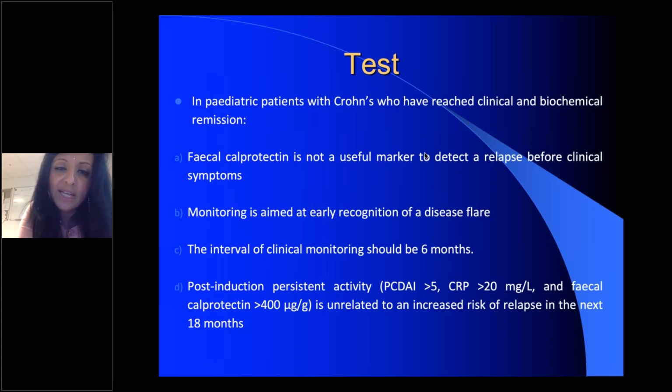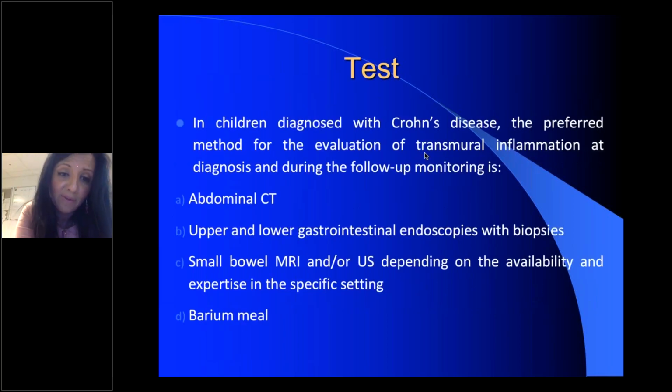Next, in children diagnosed with Crohn's disease, the preferred method for evaluation of transmural inflammation at diagnosis and during follow-up is CT, or upper and lower GI endoscopy, or small bowel MRI or ultrasound, depending on the expertise, or a barium meal. And this is looking for your transmural inflammation at diagnosis. Answers to this. Lovely, B and C, correct.